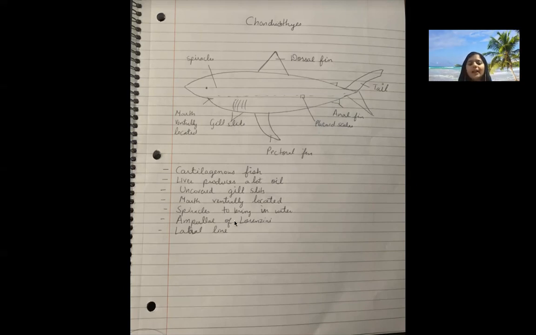Okay, and then they have special structures called spiracles. These spiracles are like holes near the head, we can say. These are to take in water. Since we know that their mouth is located ventrally, they don't keep the mouth open the whole time. So they use these spiracles to take in water for respiration.